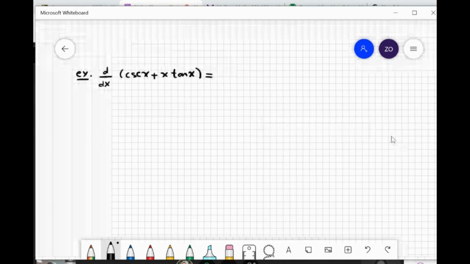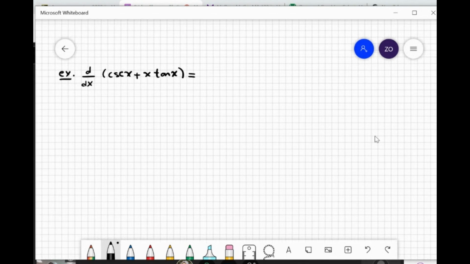An example of a combination of several trig functions and polynomial functions. We want to find the derivative of this expression. And remember, we have first a sum of two functions, so we can use the addition rule. The derivative of a sum of two functions will be the sum of the derivatives.